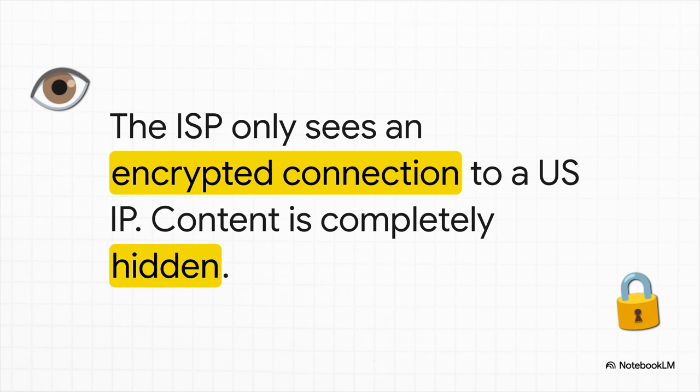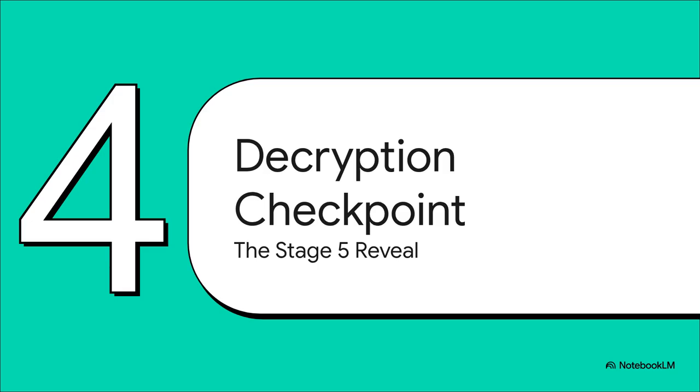The content is completely hidden. That outer envelope is literally all they get. Which brings us to part 4, the decryption checkpoint, the stage 5 reveal.